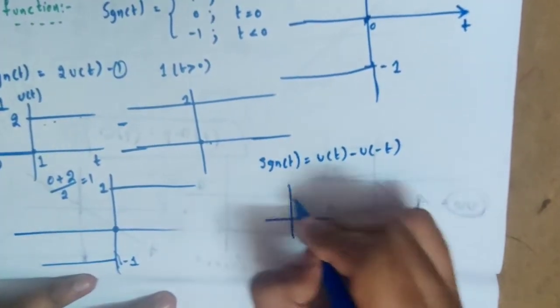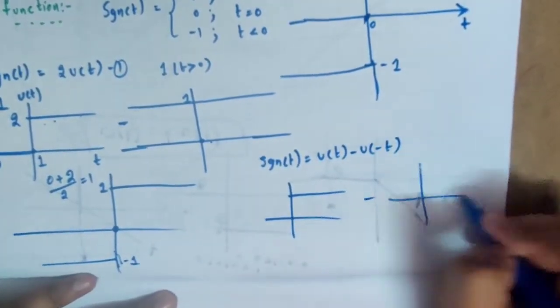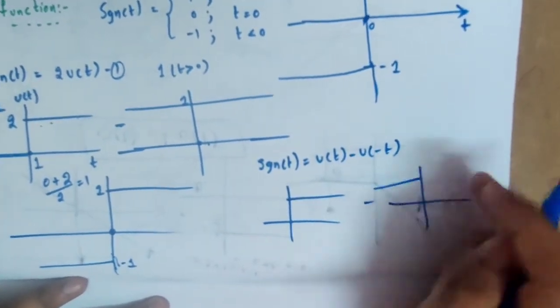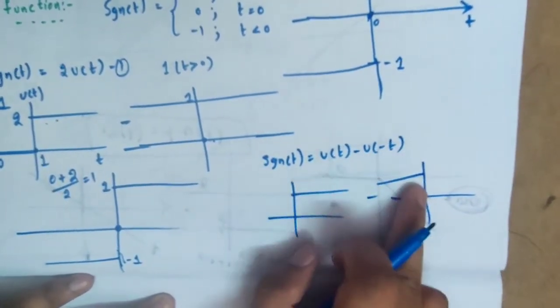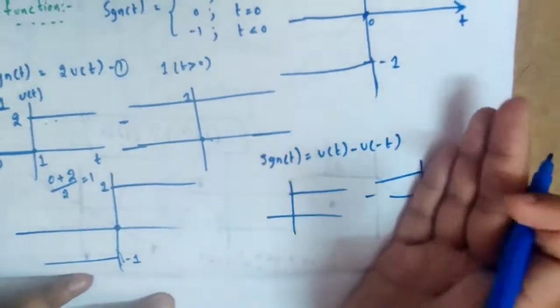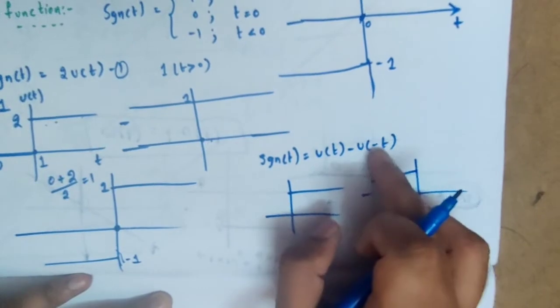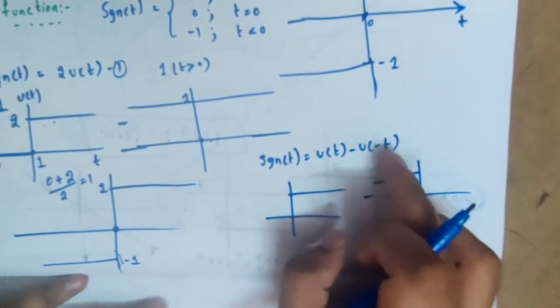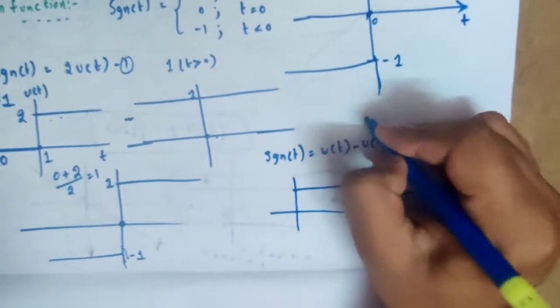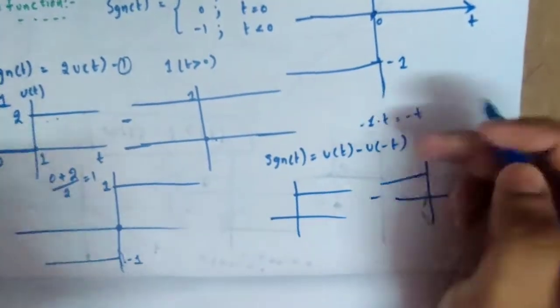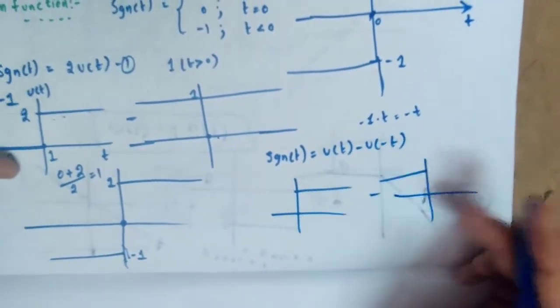U of t will be like this, minus u of minus t, how will it be? This is u of minus t. You will come to know how u of minus t is drawn in the next videos when we discuss the operations on signals. What do we say this? Time scaling. So we scale this u of t with minus 1 into t, that becomes minus t. So this is the time scaling operation, we will discuss it in the next video.